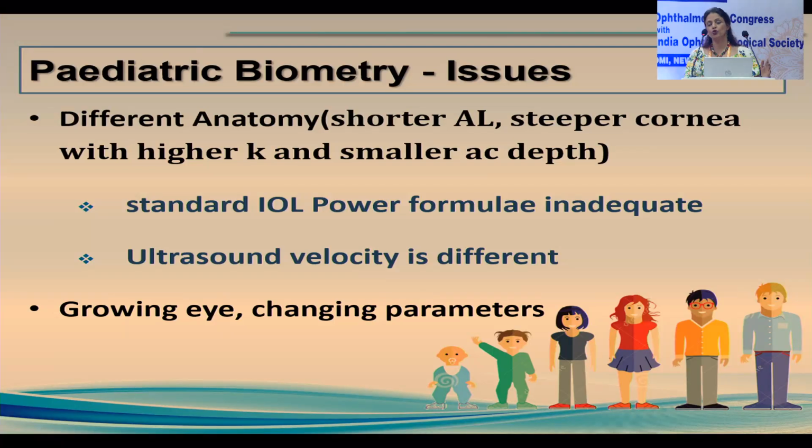Besides this, the other issue is, as I said, that they have a different anatomy. They are not the same as an adult eye. They generally have a shorter axial length, a steeper cornea with higher keratometry readings, and a deeper and smaller AC. So the standard IOL power formulas which we use for adult eyes are inadequate. This is because in these cases we are doing ultrasonic measurements, and the ultrasound velocity in different components is different. We all know that. The second issue is the growing eye, which I've already talked about, so the parameters are changing as the growth occurs.